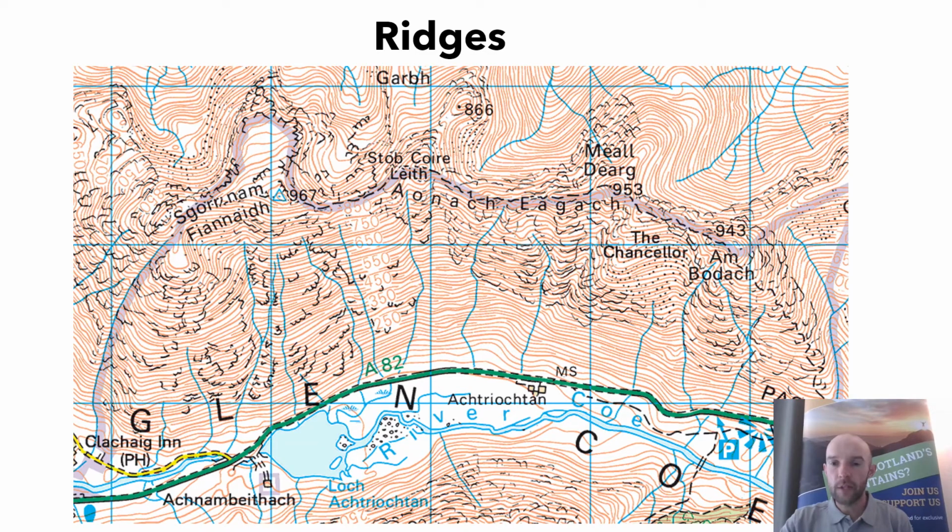So some other features that we need to be mindful of and look at how to interpret a 2D image into reality are ridge lines and areas of ground that's steep and narrow. So again, here's another very famous ridge line. This is the Aonach Eagach ridge line in Glencoe. You can see it heads its way up through here on this dotted line. And it's very narrow in places and quite challenging.